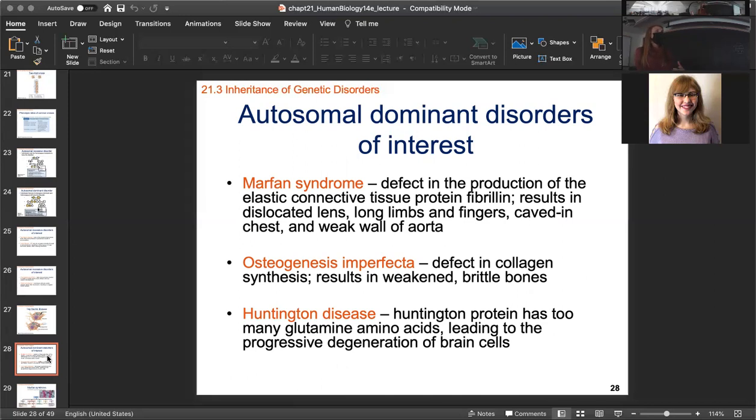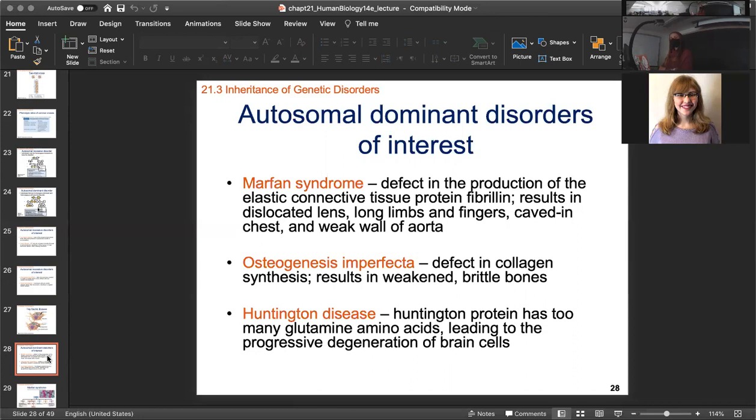Some of these are Huntington's disease. If you have Huntington's disease, the Huntington protein has too many glutamine amino acids, and it leads to progressive degeneration of brain cells. So if you can guess what that means, if you're progressively degenerating or breaking down your brain cells, you probably are going to have some loss of function over time, right?